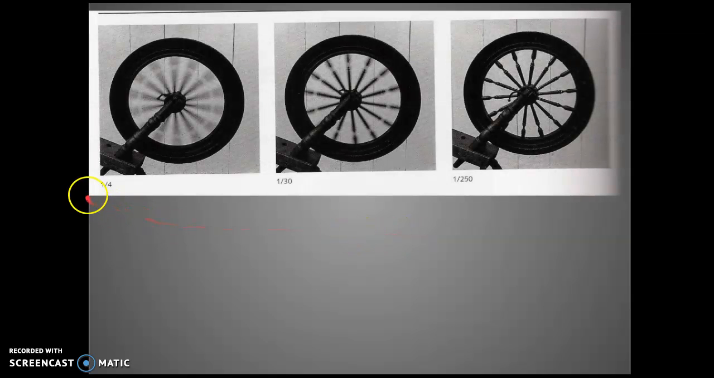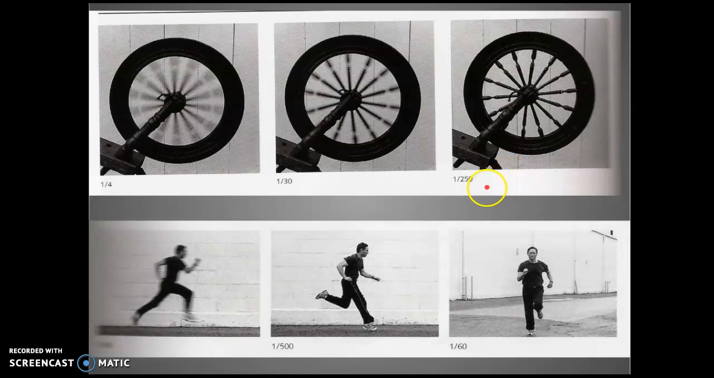Okay? So, here we have a fourth of a second. You can see lots of blur. Then we go to a 30th of a second. We're starting to see less blur and more definition. Finally, at 250th of a second, the shutter speed is faster than the object moving, so we are able to capture it in time. But don't forget that it's not just your shutter speed, but where you stand in relation to your subject that matters as well.